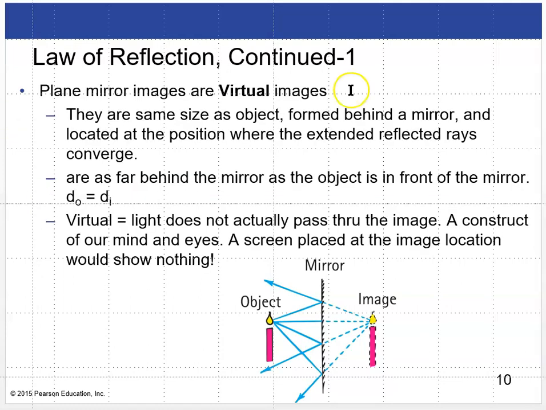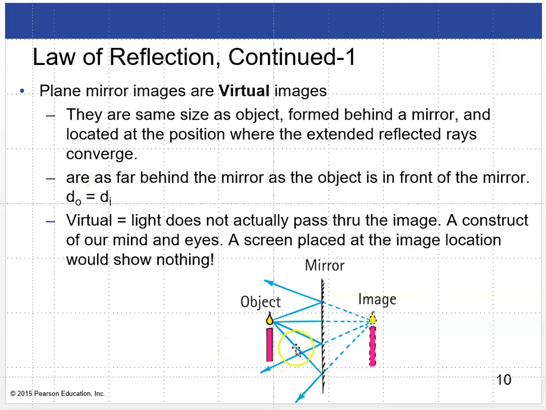Plane mirror images are virtual images. Plane is a flat mirror. That's the typical mirror you have on your wall. They are the same size as the object. They form behind the mirror. They're located in the position where the extended reflected rays converge. Now, don't be too worried about the reflected rays and the extensions, we'll talk a little bit about that. We do more of this in Physics 122 than we do in this class.